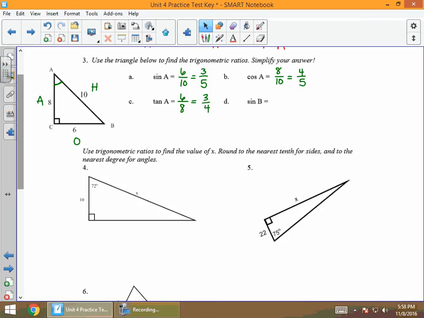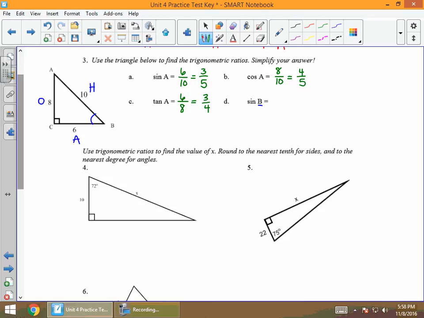Now for part D here, you'll notice that it says the sine of B. So I have a new angle, which means I'm going to erase everything off that triangle. If now I'm talking about angle B, my sides are relabeled. So opposite of B is 8. The hypotenuse in this case is still 10. And the adjacent is now 6.